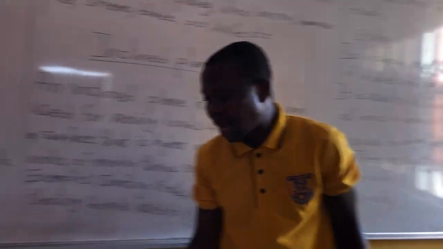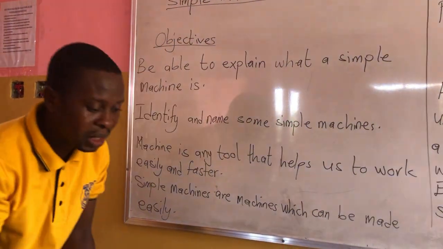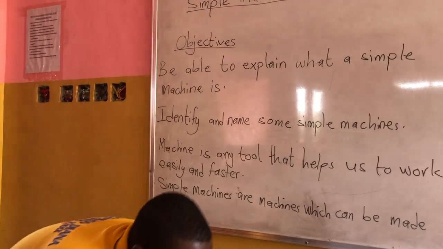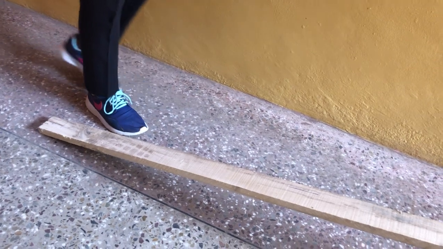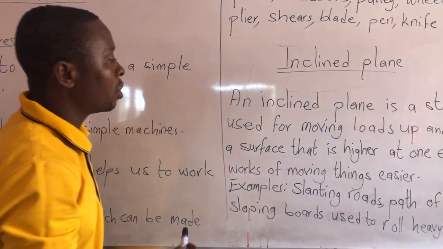At the same time, when we want to lift a heavy load from the floor, we can place it here, then we push it slowly up to the top of either the table or where we wanted to lift it up to. So it's an example of an inclined plane. Let's look at some examples of inclined planes.